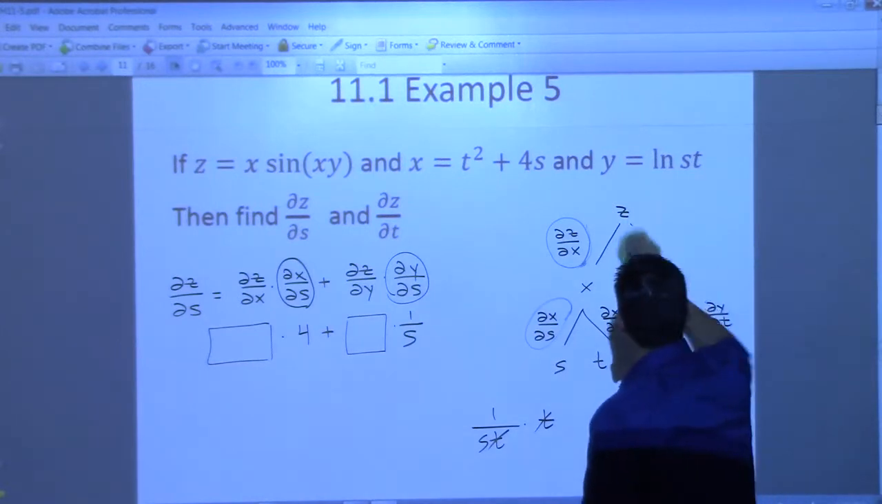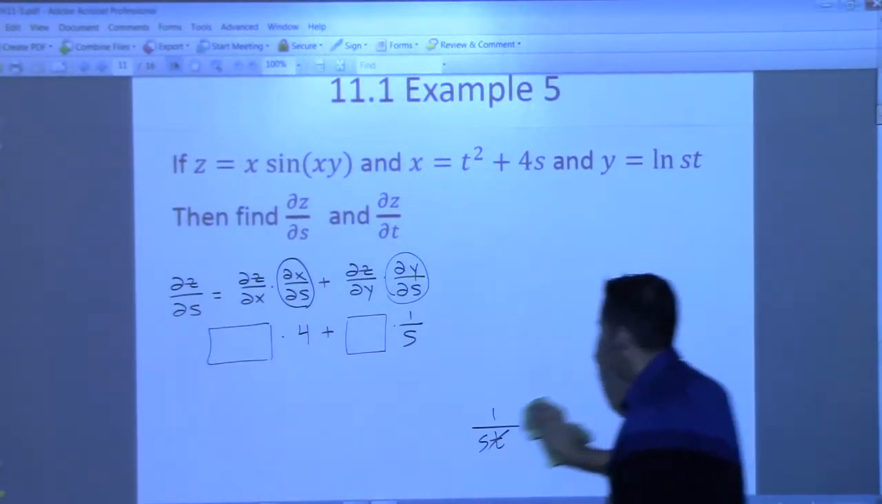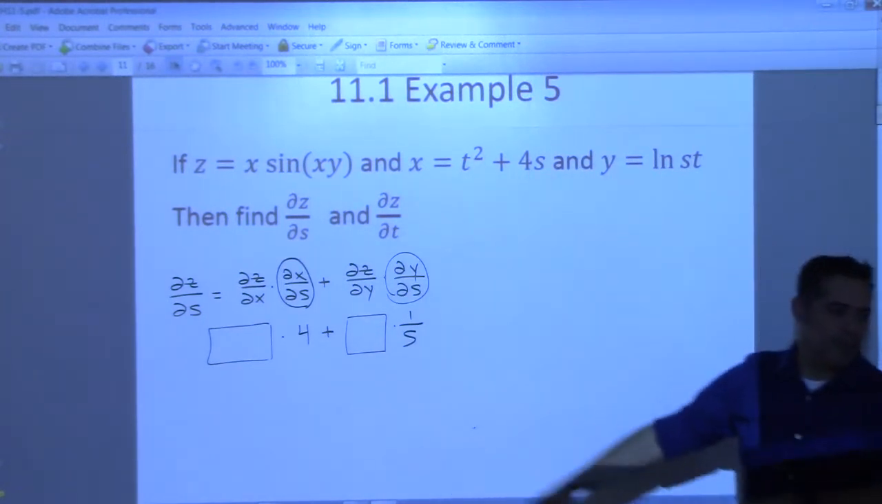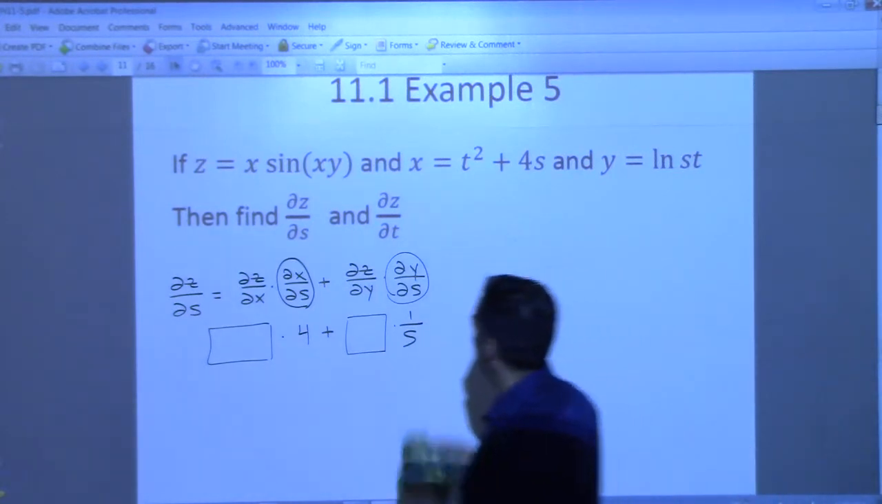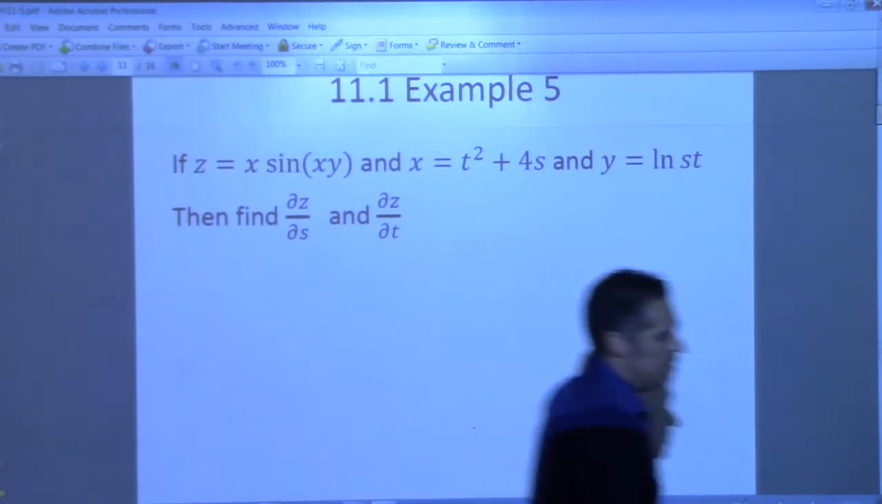But I think it's a clean way of taking derivatives where you don't actually have to take all these and plug them in and then go after the derivative. You can do them kind of separately. Okay.